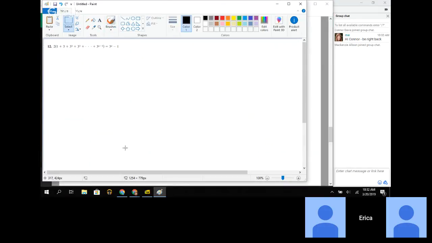Okay. So I have this sequence here. It's 2 times 1 plus 3 plus 3 to the second plus 3 to the third plus blah, blah, blah, plus 3 to the n minus 1 equals 3 to the n power minus 1. I sounded like I said the same thing, but they're different. This is 3 to the n minus 1 power, and this is 3 to the n power minus 1. So I have this statement, and I need to prove that it is true or not true based off of mathematical induction.